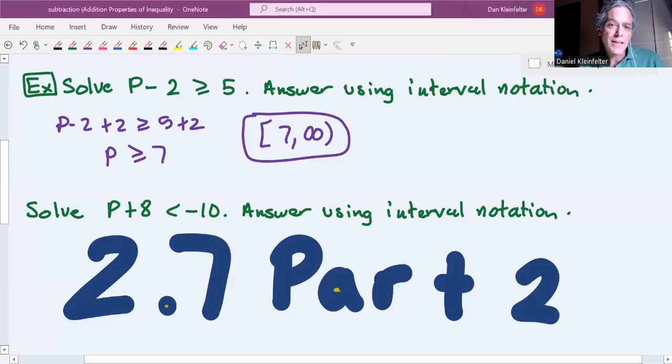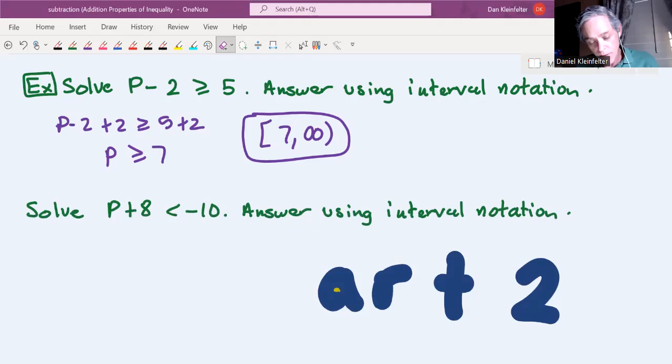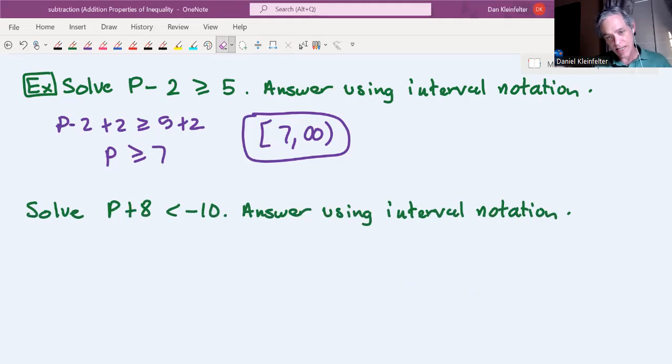Welcome back. Sorry about that. At the end of the last video, Zoom crashed right in the middle of this example, so part two. I'm going to restart this example because I don't know exactly where it cut off.